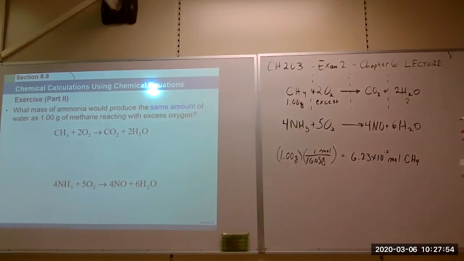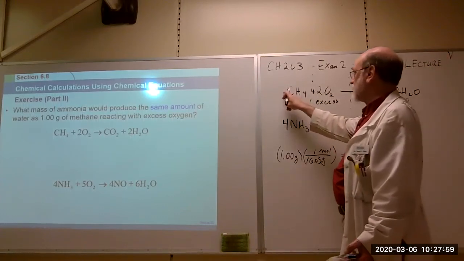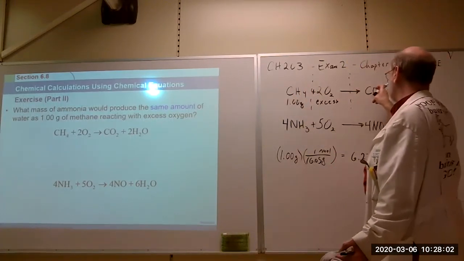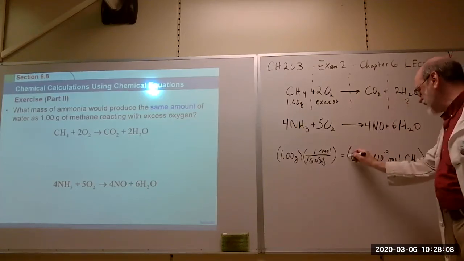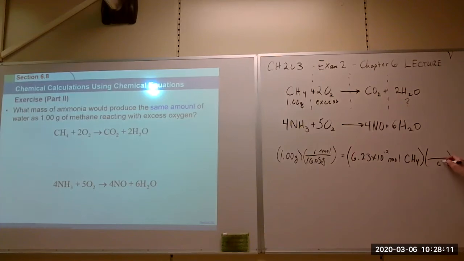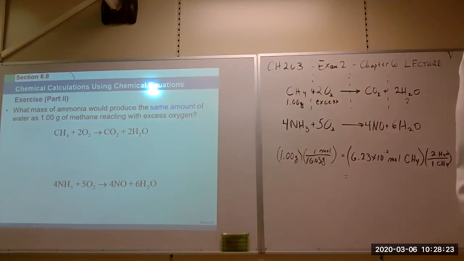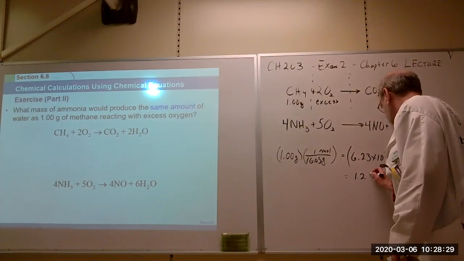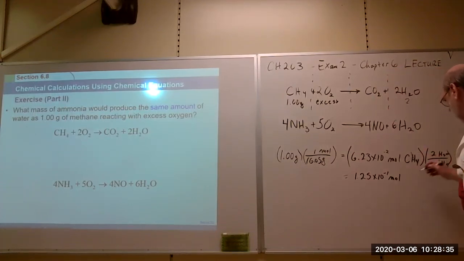Okay, now that we've got moles, we can go anywhere because the ratio, a conversion factor that we need, can be implied from each of the coefficients. We want to get over here. So if we have this many moles of methane, the conversion from methane to water is just the coefficients, right? So we've got 1 methane and 2 waters. So the conversion now is just 2 times that. 1.25 times 10 to the minus 1. And that's moles of water.